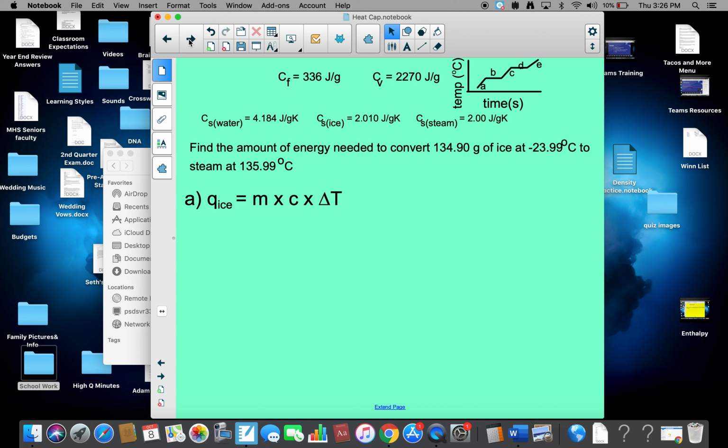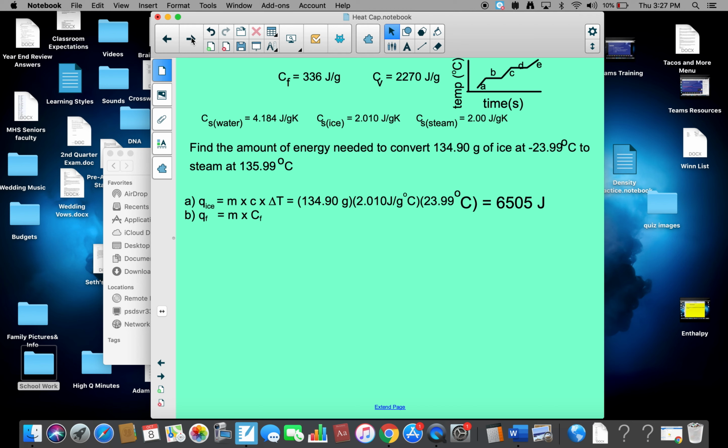So first we heat the ice. We're going to use the specific heat equation, M times C times delta T. Our mass is 134.90. Specific heat of ice is 2.010 joules per gram degree Celsius. And delta T is 23.99, because going from negative 23.99 to 0 is 23.99. We multiply that, we get 6,505 joules. Then we take the Q of F. We're going to melt it.